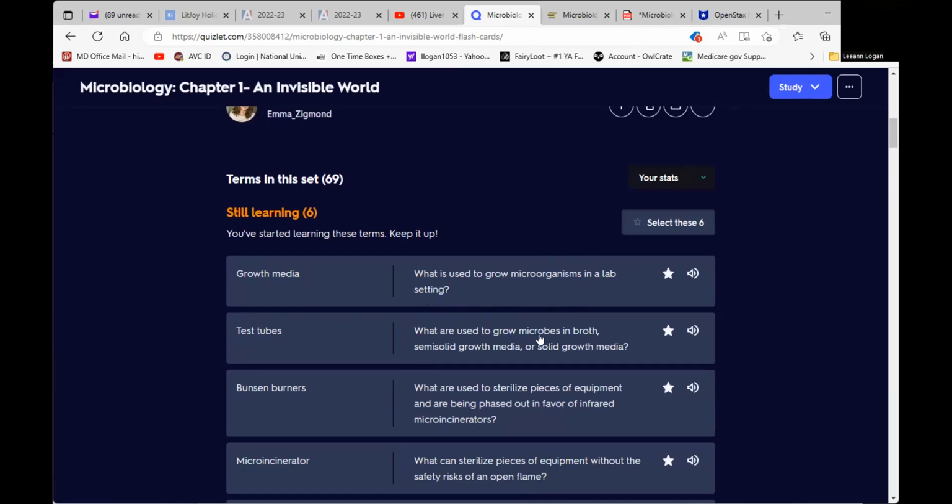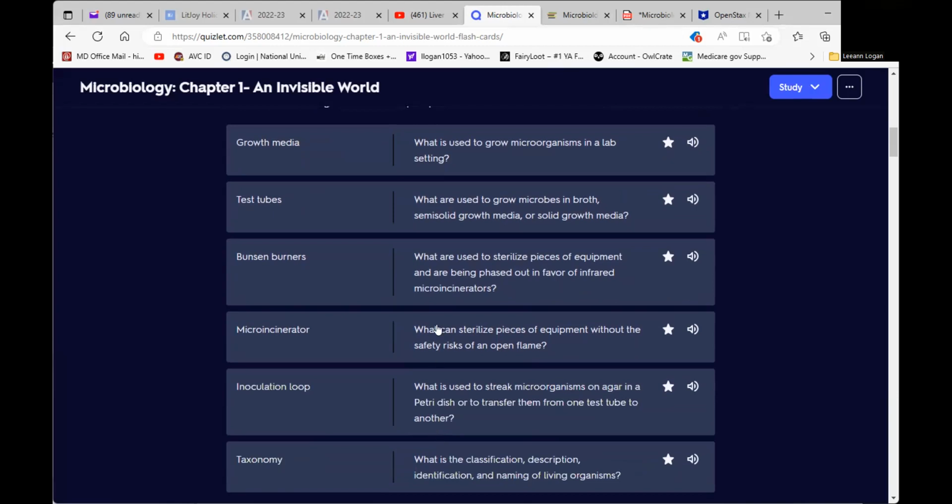Test tubes are used to grow microbes in broth, semi-solid growth media, or solid growth media. Bunsen burners are used to sterilize pieces of equipment and are being phased out in favor of infrared microincinerators. Microincinerators can sterilize pieces of equipment without the safety risks of an open flame.